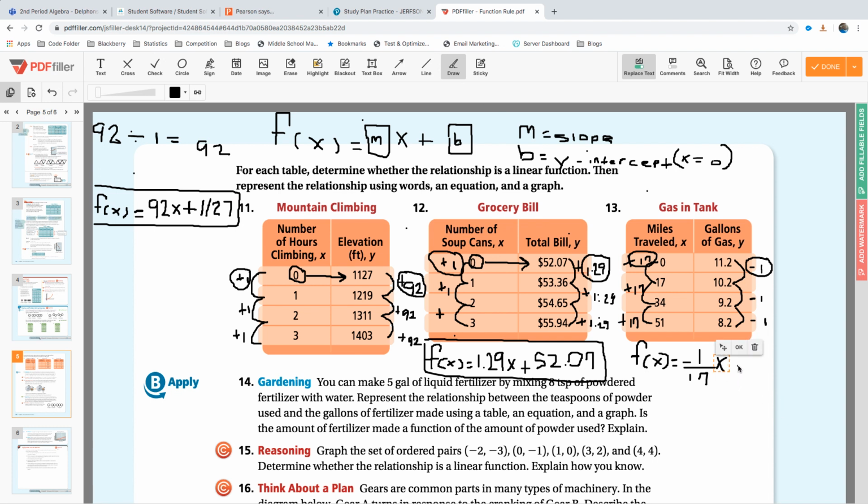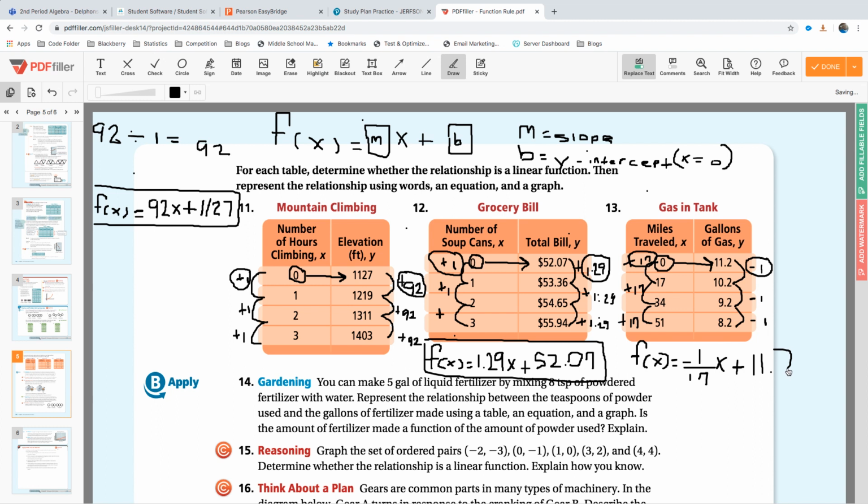Great job, guys. And now we just need to go find where x equals 0. So let's identify that on the function table, and whatever number's next to that is our y-intercept. In this case, it's 11.2.